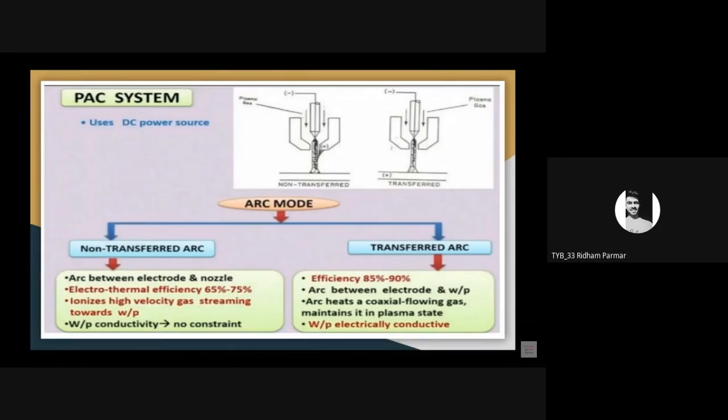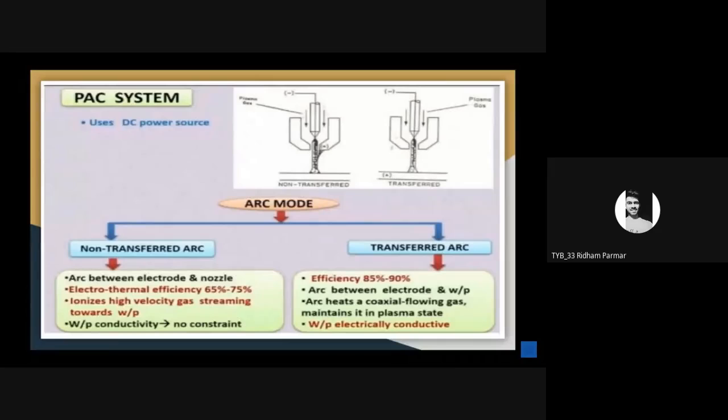The arc hits a coaxial flowing gas and maintains it in a plasma state. The electrothermal efficiency is up to 85 to 90%. A PAC system can deliver up to 1000 ampere at about 200 volt. That should be a DC supply.